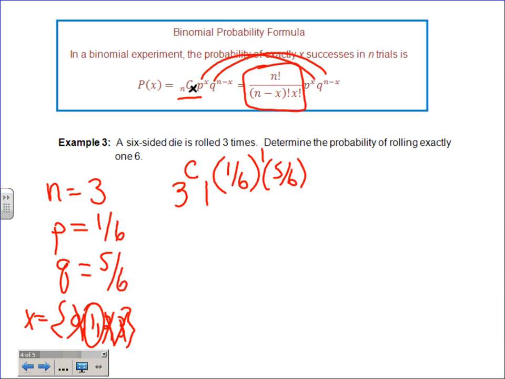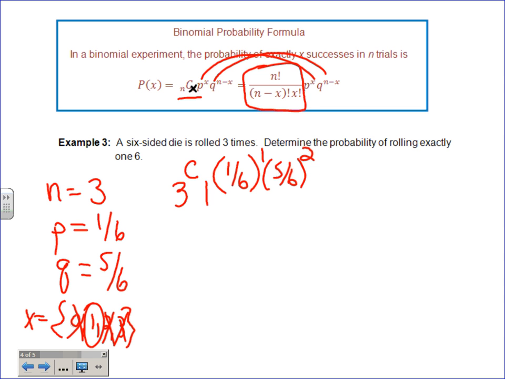5/6. Well, how many of them should be 5/6 then? I'm only rolling this thing 3 times. Take it to the second power, right? Because there's 3 trials total. That's the beauty of these two right here. These two exponents better add to that number out front. Right? Because if you did it 3 times, here's your successes, there's your failures, they better add up to that. And do you agree that's really what the formula is saying, right? Looks very complicated when you see it at first.